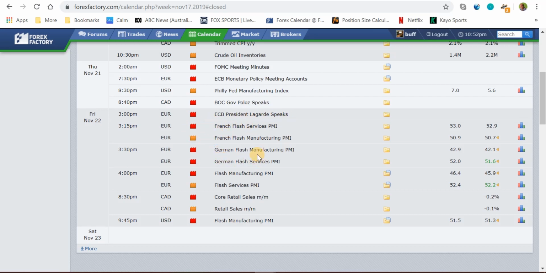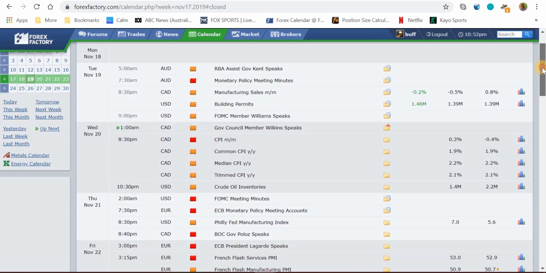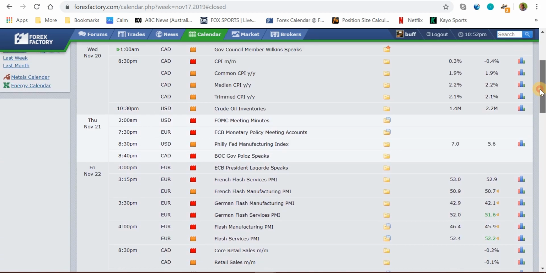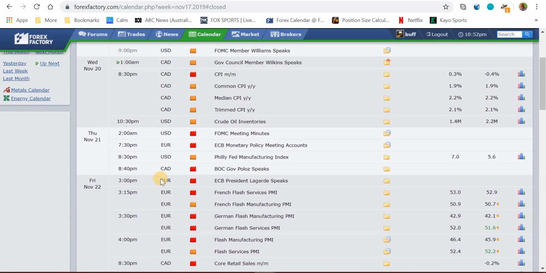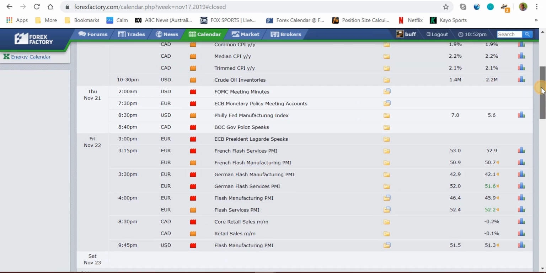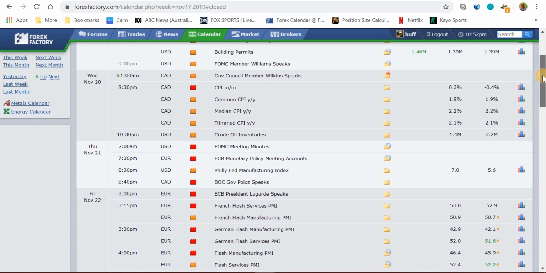France, German flash services, Euro flash, core retail sales out of Canada, that might be a mover, and flash manufacturing PMI out of the US. So it's nothing spectacular this week. A couple of high impact, but just remember this is just the news events that we know about. There could be something out of left field like trade wars, Brexit.